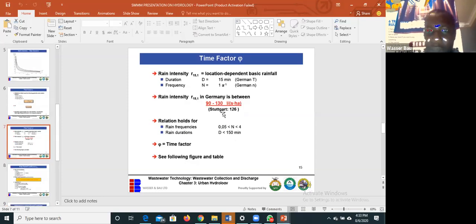So the next thing now is we make use of time factor. So look at this. It says in Germany, for a rain period of 15 minutes and a 1-year return period, it is between 90 and 130 liters per second per hectare. You know what I told us? It says in Stuttgart, which is my city, it is 126. I told us in Abuja, we use about 100.